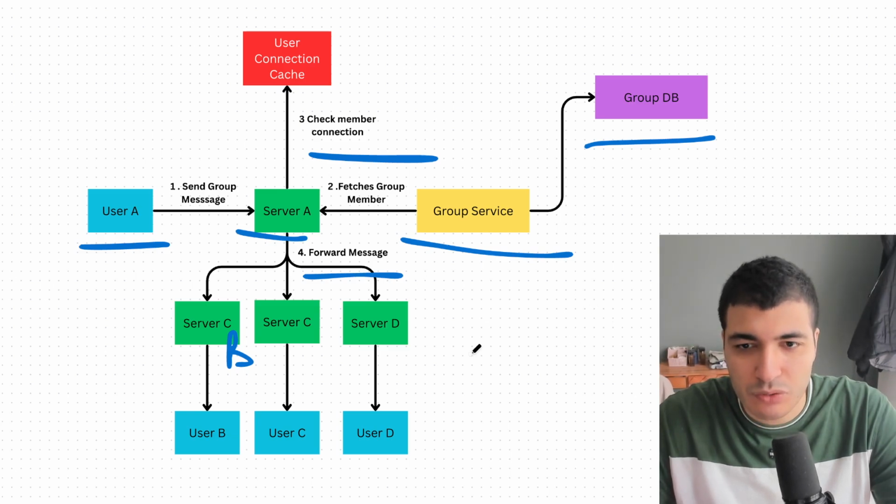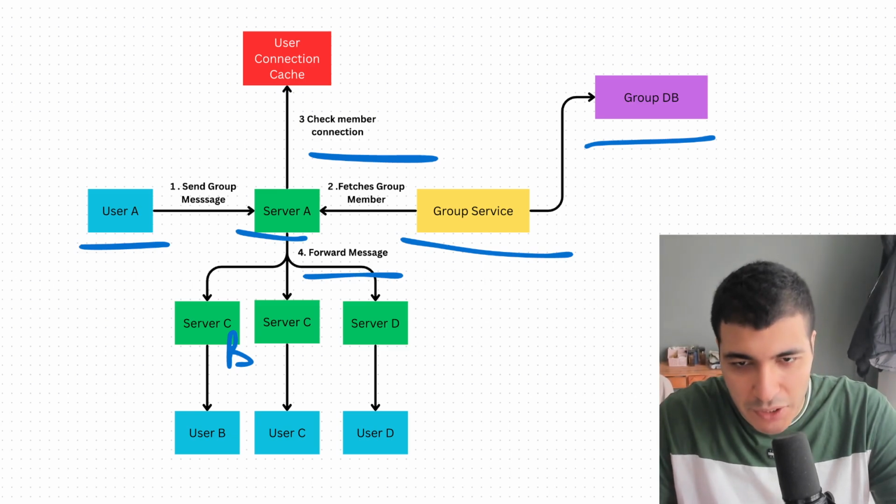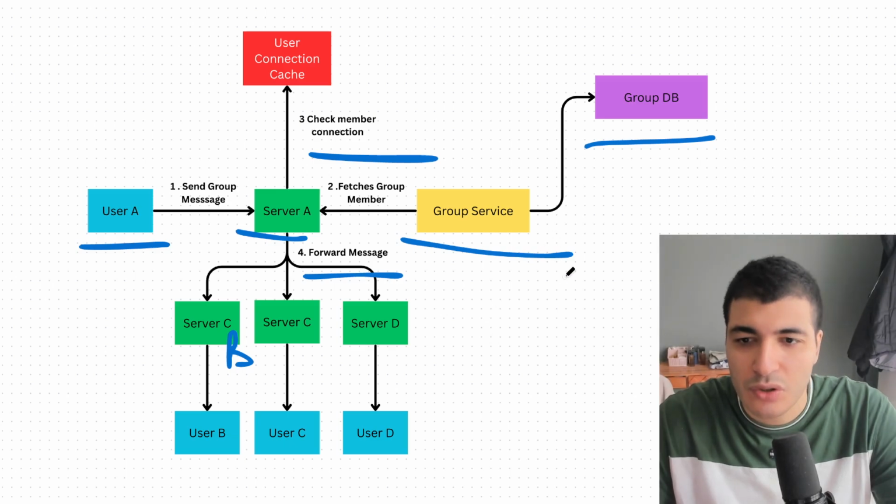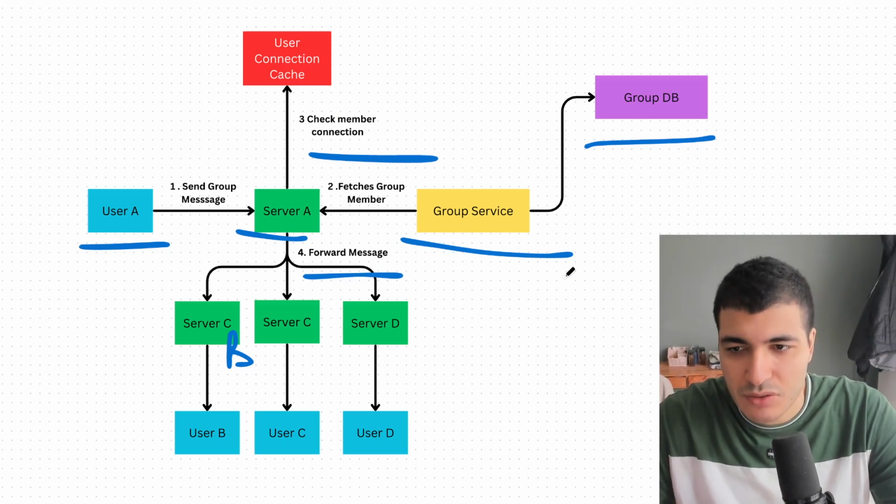Next, I guess we need to talk about message persistence, to make sure the message isn't lost and can be retrieved later. Server A will push the message to a message queue.